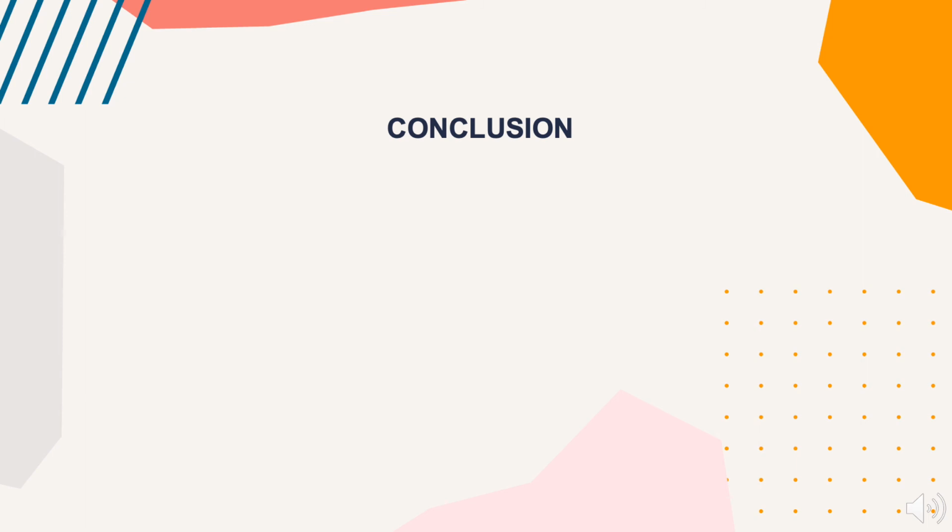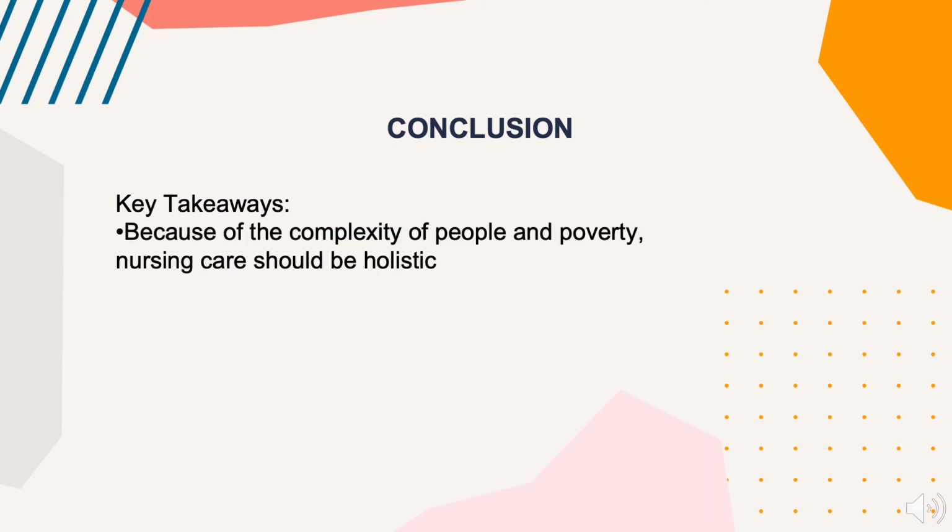As we conclude this presentation, we want to highlight 3 key takeaways. Firstly, because of the complexity of people and poverty, care should be holistic. We have discussed a wide variety of factors that contribute to poverty. It is our job as nurses to use our critical thinking and self-reflection skills to discern what our patients really need and want from us, not just physically, but also emotionally, mentally, and spiritually.